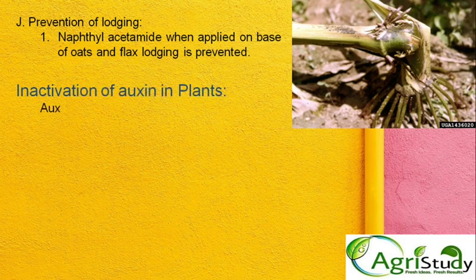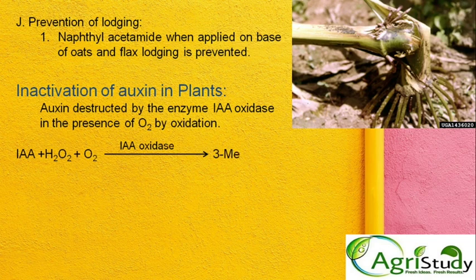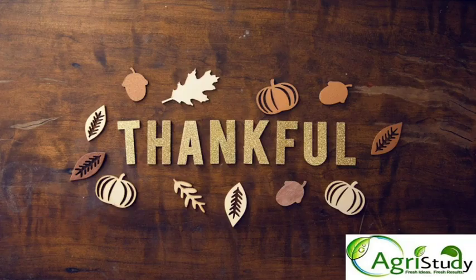Let's see how the inactivation of auxin in the plant takes place. Auxin is destroyed by the enzyme IAA oxidase. See the mechanism, that is the reaction: IAA with H2O2 peroxide plus oxygen, with IAA oxidase as the enzyme, leads to 3-methyl oxindole with water and carbon dioxide. Thus the inactivation of auxin takes place.